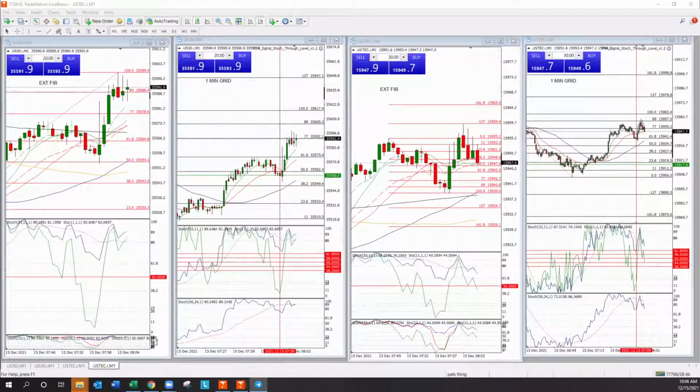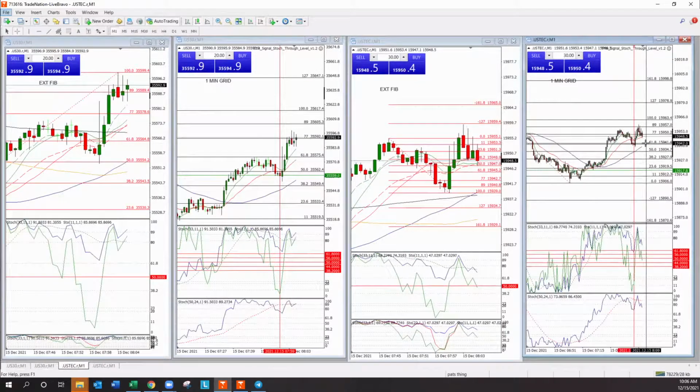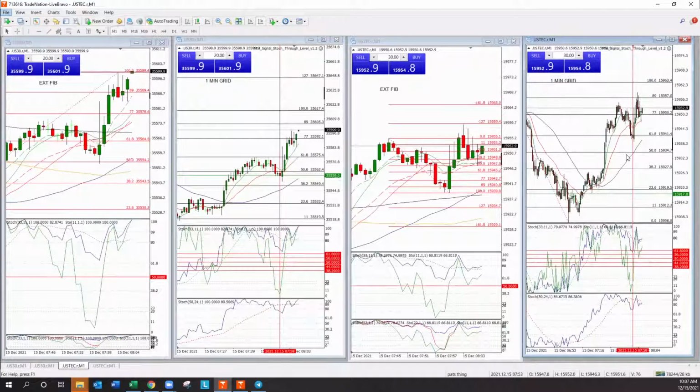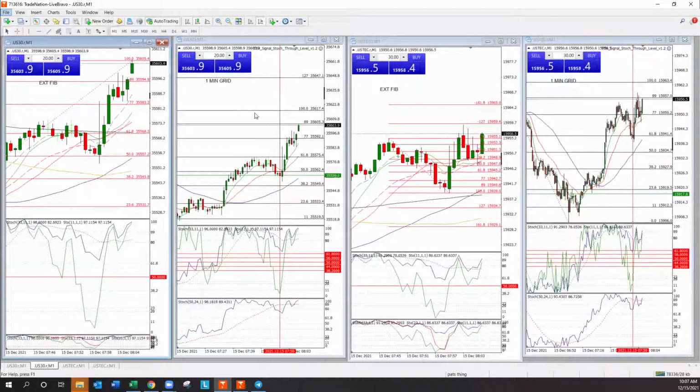Okay, watching US tech first one, I think, for a little bit of a short there. Let's just check these levels again, 1-minute grid. 8 points. I can't push them more than 5. Okay. Okay, 1 minute, we've got 89% retracement there.